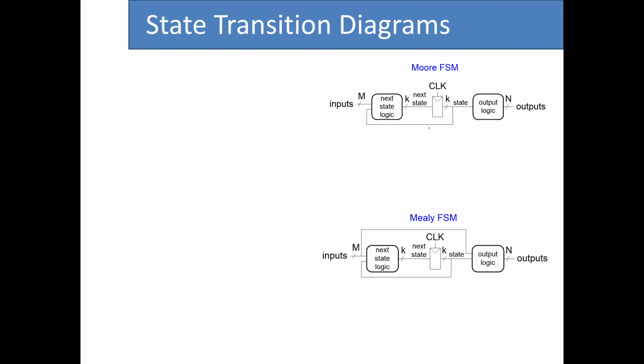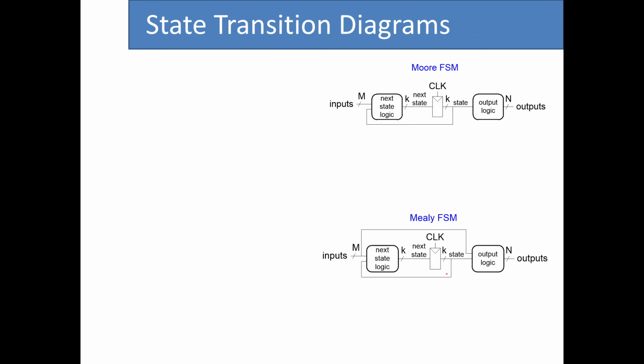For Mealy FSMs, we said that the main difference is the way that we calculate the output logic unit. While for the next state logic unit, we still have the inputs and we still have the current state of the system to calculate the next state, even though the internal part of this circuit and this one can be different. However, for the output logic, not only do we use the current state of the system, but also the current values of the inputs as well.